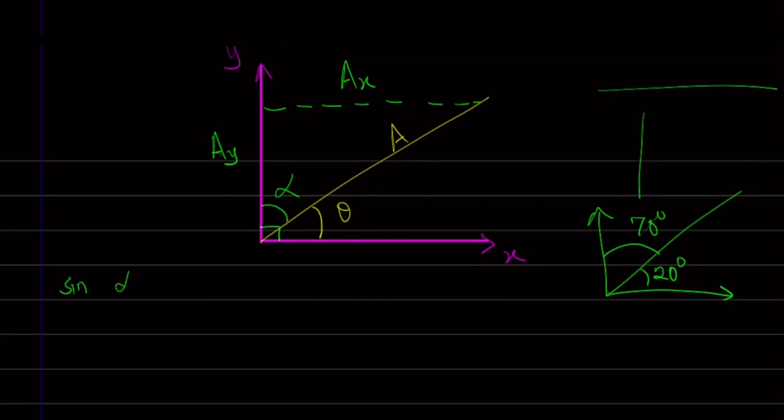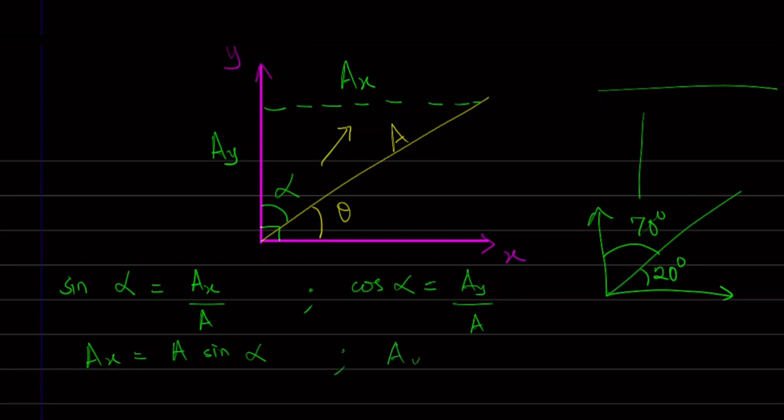Fine. Now we can simplify it by finding sine and cos. Sine alpha equals opposite over hypotenuse. The opposite is now AX, because the angle is facing AX. That is AX over hypotenuse A. So we cross multiply, and AX is equal to A sine alpha. Then cos alpha equals adjacent over hypotenuse. Adjacent is now AY over A. We cross multiply, and we have AY equals A cos alpha.